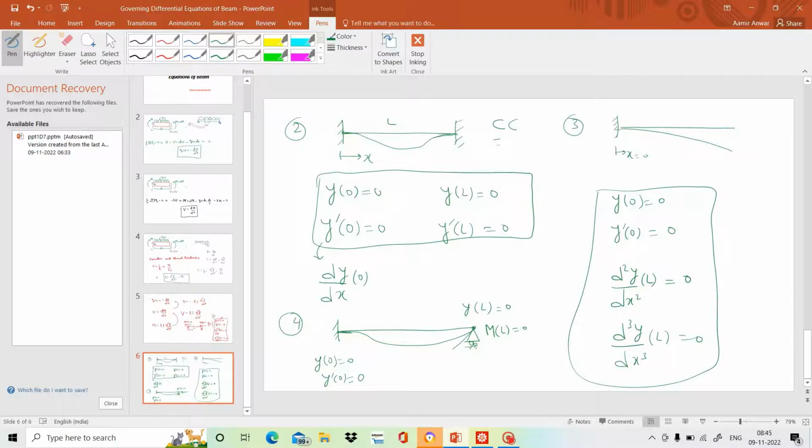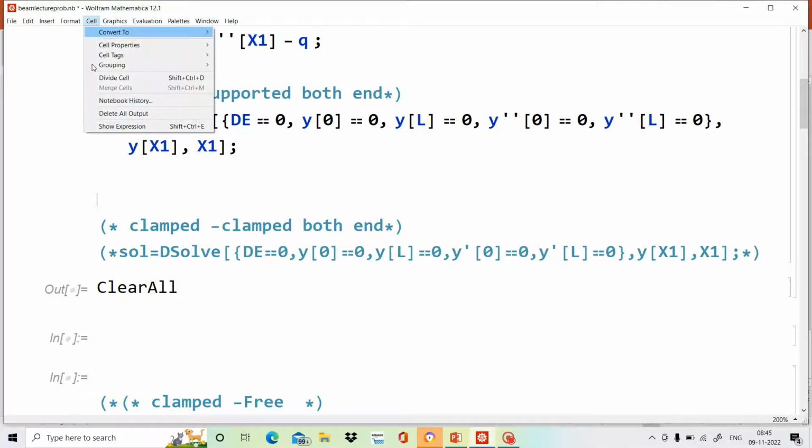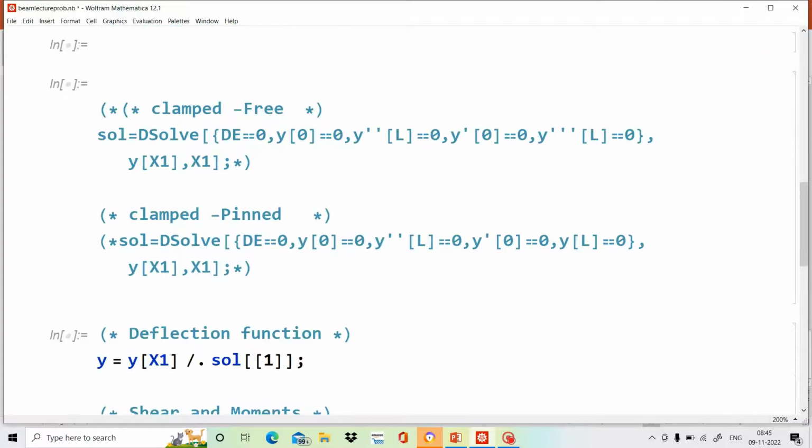We will see in Mathematica how we can solve this and how we can get the shear force and bending moment diagram and the deflected shape. So let's start. We are going to start with the simply supported at both ends. Let's see the first case.